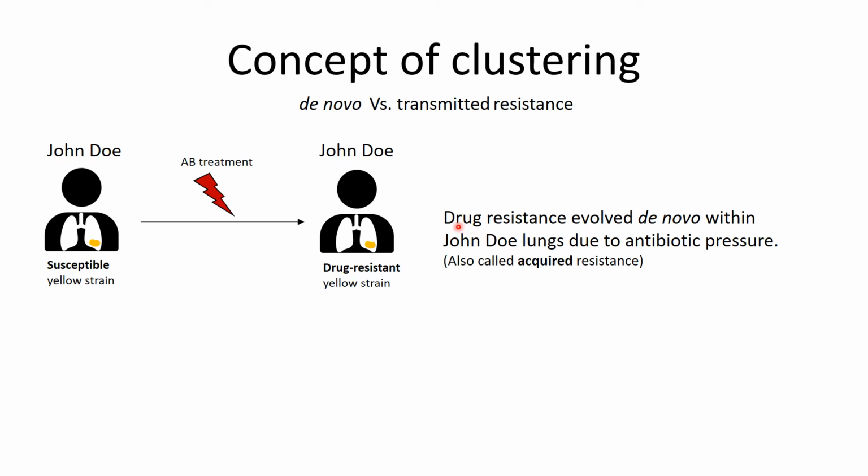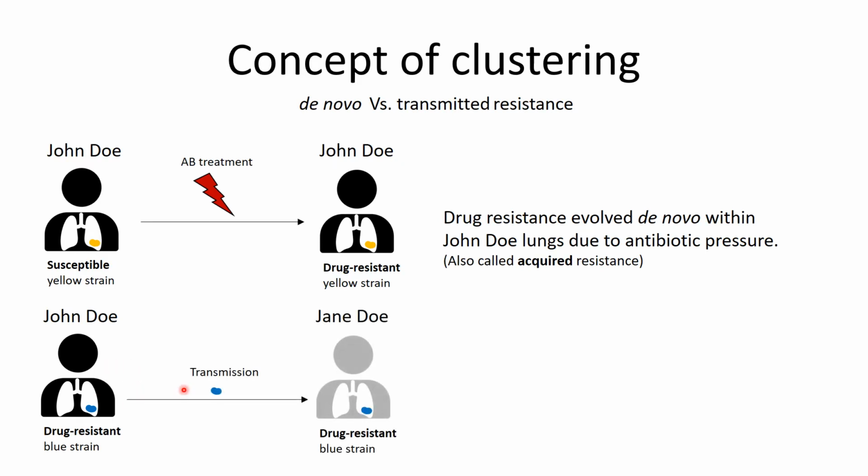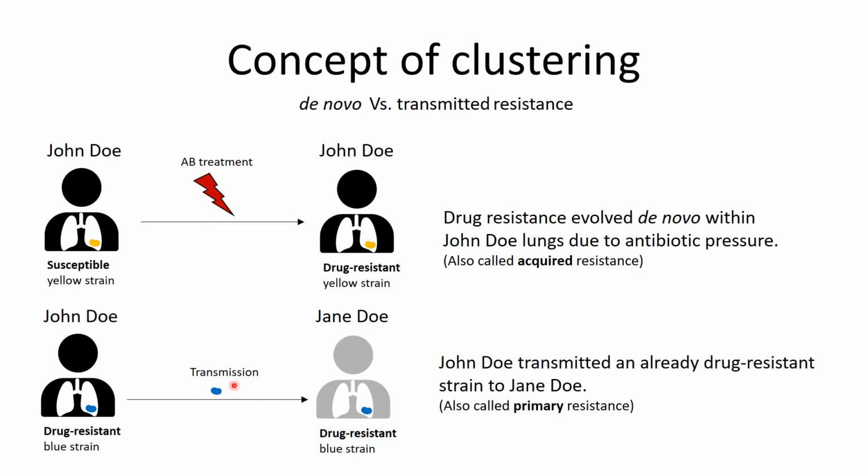There is another possibility, which is John Doe has this blue strain, which is already drug resistant. And he transmits it to Jane Doe, and now she got drug-resistant tuberculosis, but it's not because of the drug treatment that Jane received, it's because she was already infected with a strain that was already resistant. So this would be transmitted resistance, or the technical word for this is primary resistance.